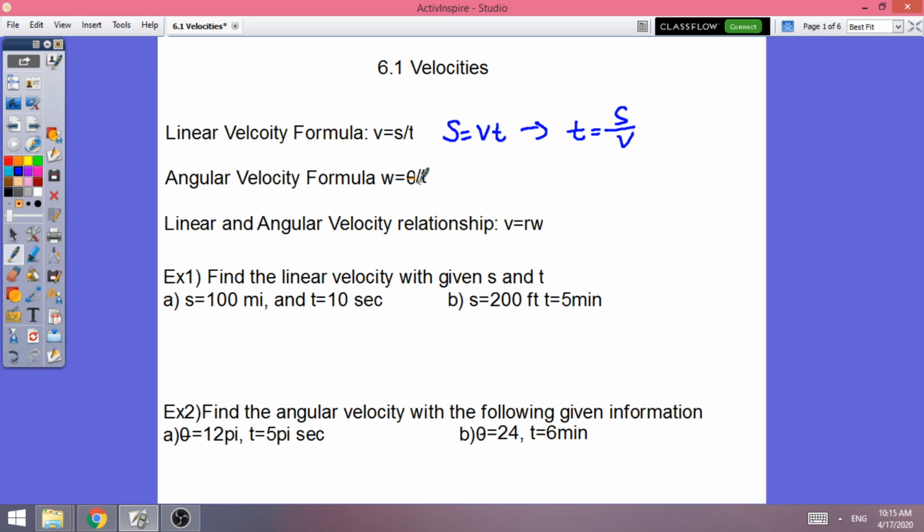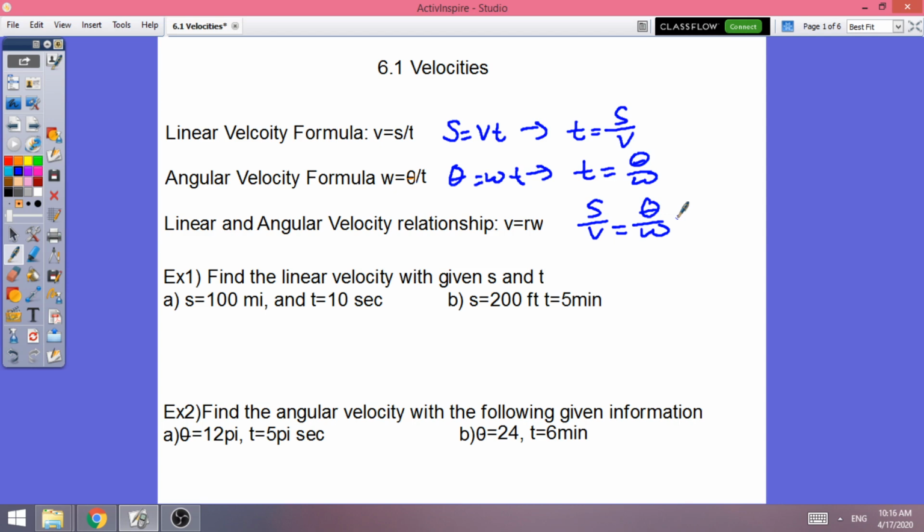Then we do the same thing for the angular velocity. We have theta equals w times t. Again, isolating t by itself, we have t equals theta divided by w. Since t is the same variable in the top and bottom equations, we can just set those two equations equal to each other. So s over v equals theta over w.